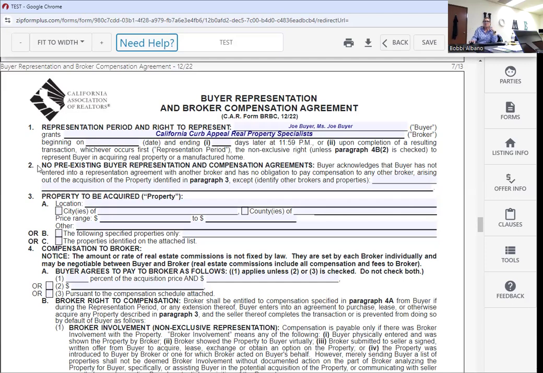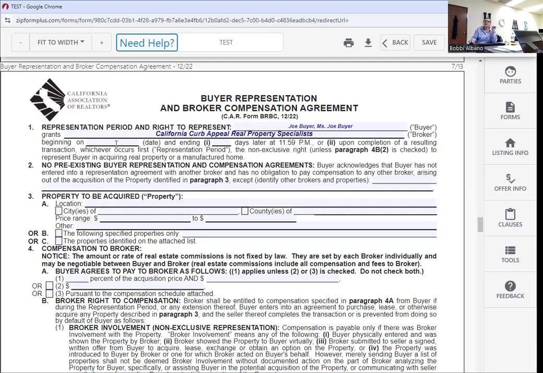So starting with number one, this is the representation period. The buyer's representation agreement cannot be longer than 3 months. If you filled out the summary and the parties in your zip forms, then this will auto populate. If you haven't, then you're going to put your buyers right here. You're going to put your broker right here.